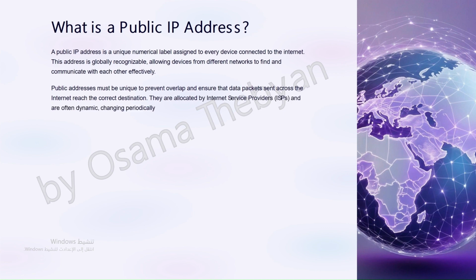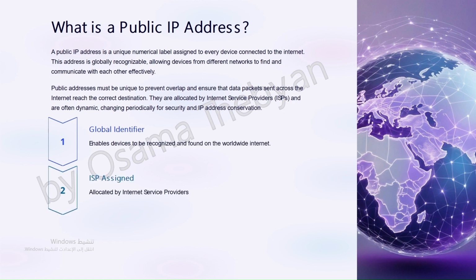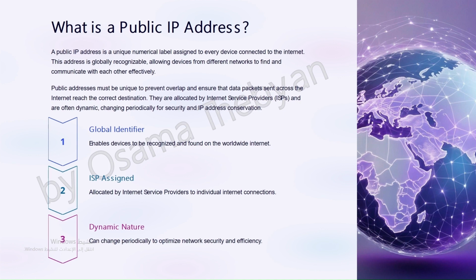Public addresses must be unique to prevent overlap and ensure that data packets sent across the Internet reach the correct destination. They are allocated by Internet Service Providers, ISPs, and are often dynamic, changing periodically for security and IP address conservation. 1. Global identifier: enables devices to be recognized and found on the worldwide Internet. 2. ISP assigned: allocated by Internet Service Providers to individual Internet connections. 3. Dynamic nature: can change periodically to optimize network security and efficiency.